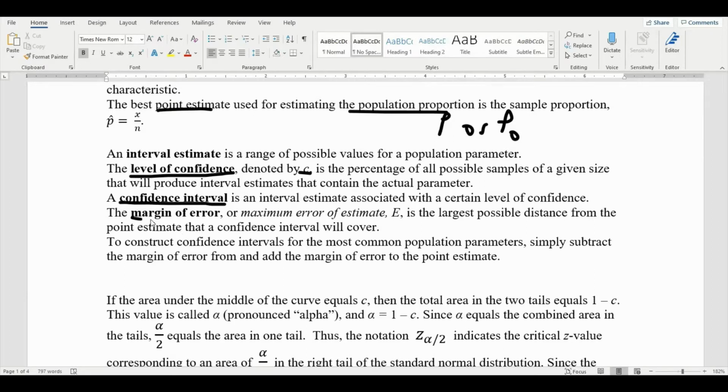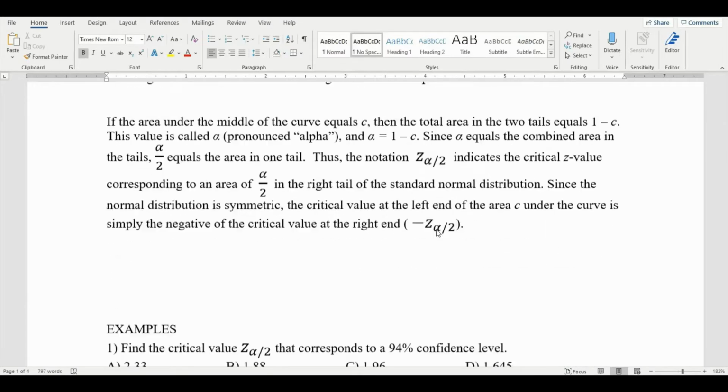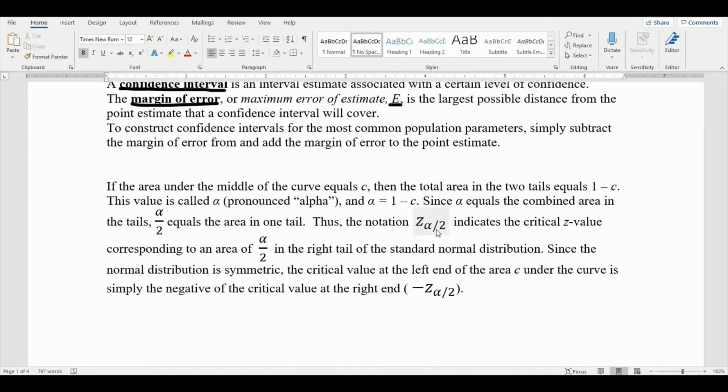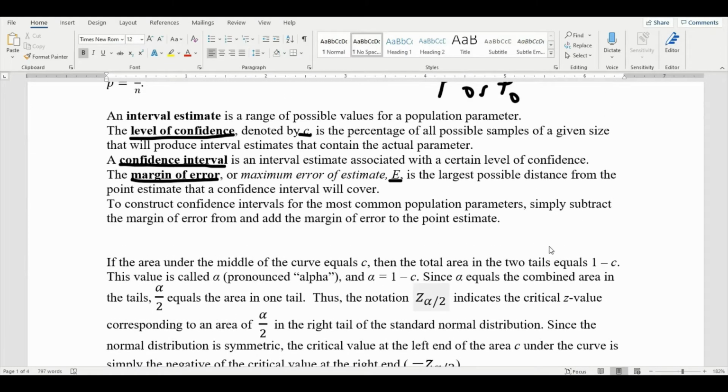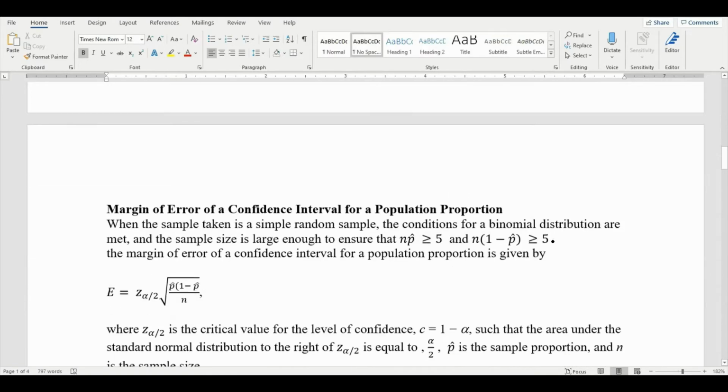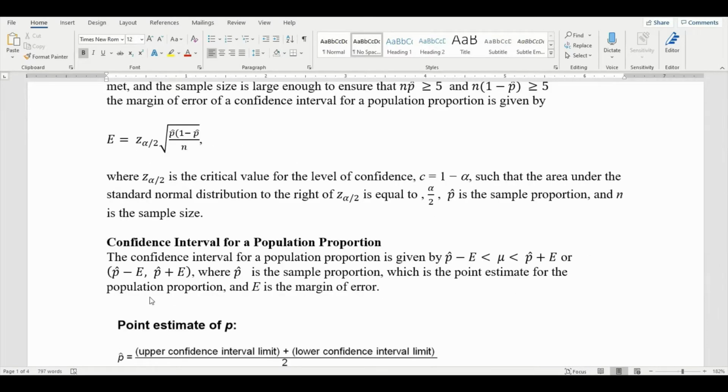And then the margin of error, I've already mentioned that in this video. We'll use E, and that's just a distance greater than the population mean and then less than the population mean. And a way to think of that is, let's see if I can find that somewhere. There we go. This. Or this.